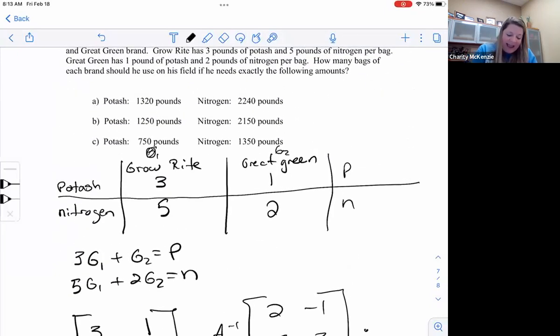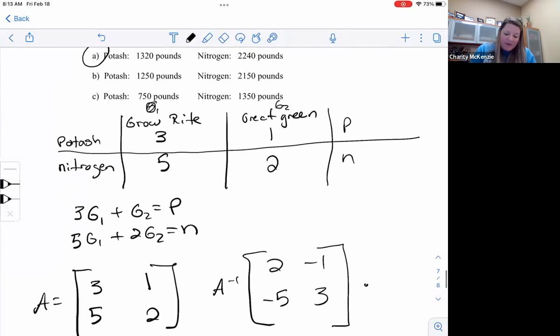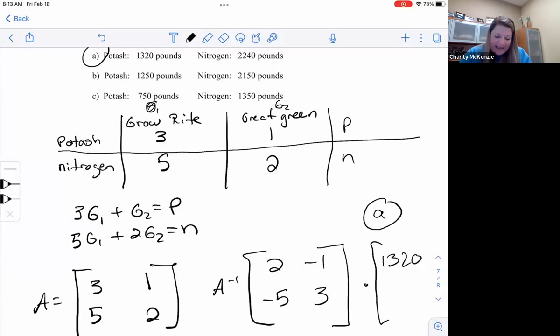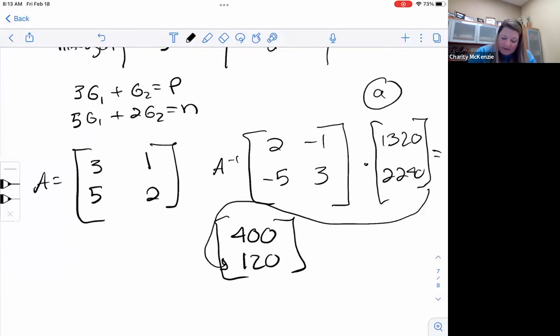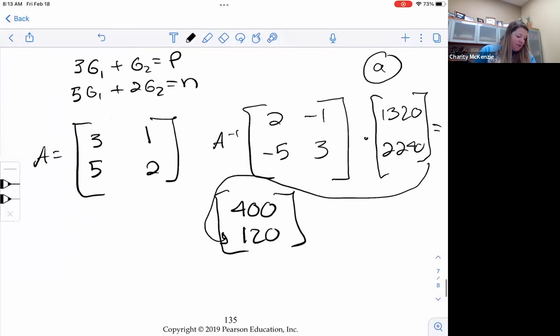So for part A, we're going to use the 1320 and the 2,240. So we multiply those 2 together, and that's going to get us 400 bags and 120. These are our answer here. So it equals this.